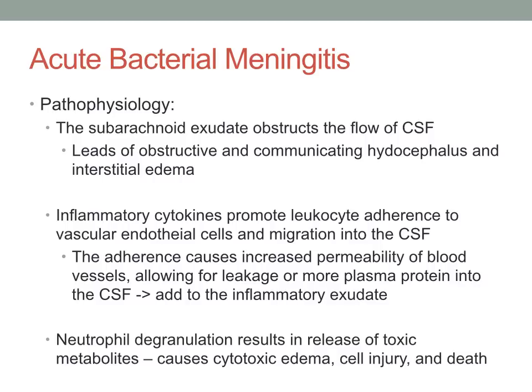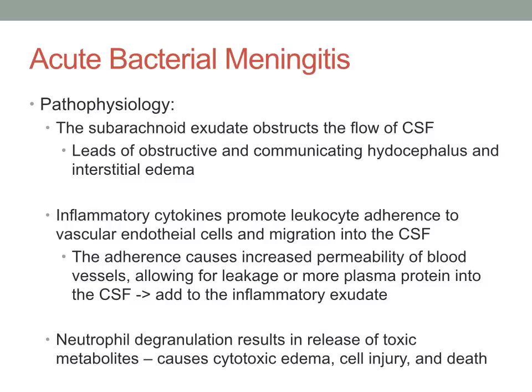The inflammatory cytokines promote leukocyte adherence to the vascular endothelial cells and migration into the CSF. So the white blood cells become sticky, they'll stick to the cells, and because of the increased permeability of the blood-brain barrier, the white blood cells are able to flow in now. Now this is good and it's bad because they can help fight off the infection, but remember, they're going to die off, they're going to lyse, and their components are going to stay behind, and that's what gives you the pus in an infection. It's the broken down white blood cells.